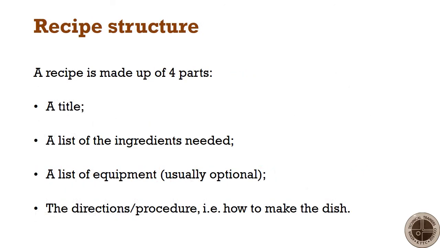We have what you call the recipe structure. What is a recipe structure? It is made of four parts, and these include a title, a list of the ingredients needed, a list of equipment. We have the directions or the procedure, and that is how to make the dish.